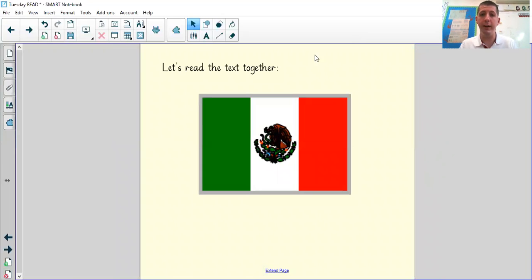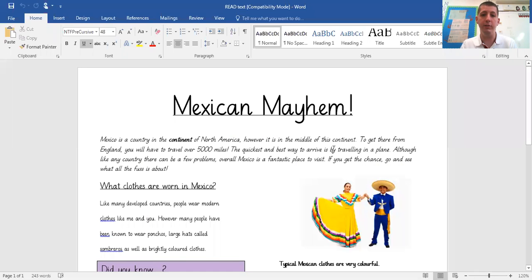So we're going to have a look at our text together. So I'm just going to get the text up for you. And this text is called Mexican Mayhem. Let's read some of the information together. Mexico is a country in the continent of North America. However, it is in the middle of this continent. To get there from England, you will need to travel over 5,000 miles. The quickest and best way to arrive is by traveling in a plane. Although like any country, there can be a few problems, overall, Mexico is a fantastic place to visit. If you get the chance, go and see what all the fuss is about.